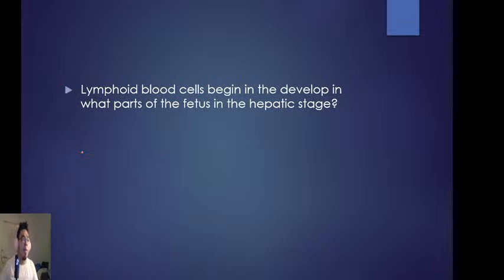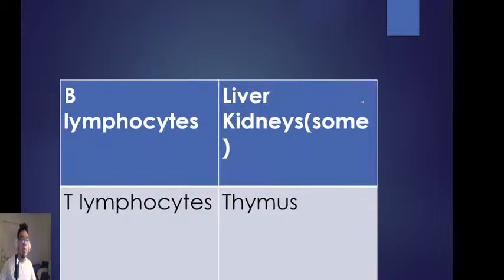Lymphoid blood cells. All right? So your lymphocytes develop in the fetus, or in what parts of the fetus? So B cells and T cells actually grow from different stages in the hepatic stage. Now, contrary to the name of the stage or the hepatic phase, production of these cells actually comes from the liver for B cells and kidneys. Remember, we're still at the extramedullary phases. Therefore, it's not yet in the bone marrow.